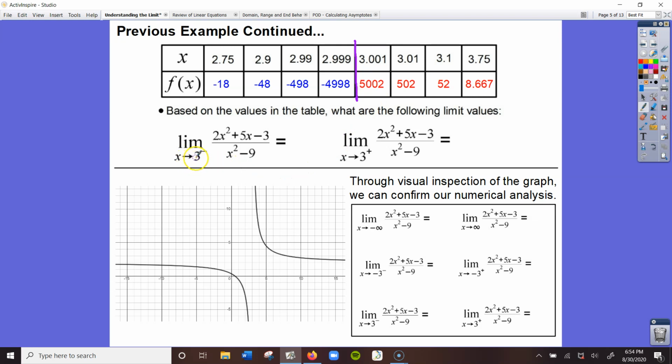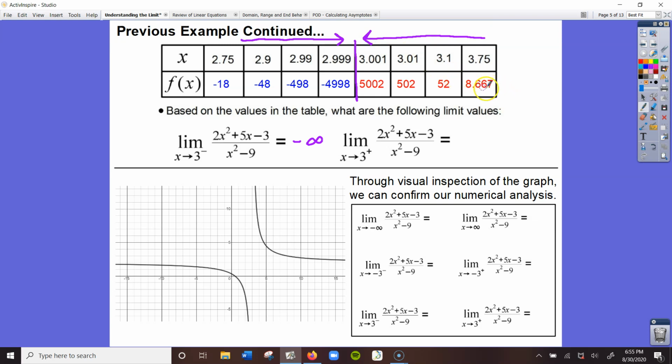Now, if I'm approaching x is equal to 3 from the left side and going towards 3, look at these values. We have -18, -48, -498, -4,000. It's decreasing at a super fast rate. And look at these x values that are just slightly different, just slightly increasing. So that must mean that we have some kind of vertical asymptote here because we're going towards negative infinity.